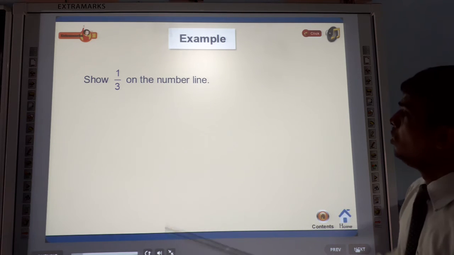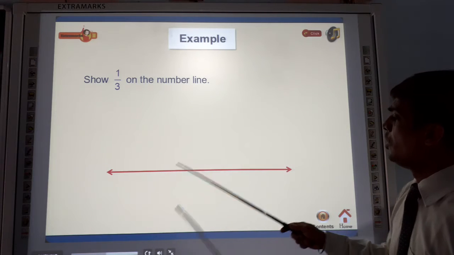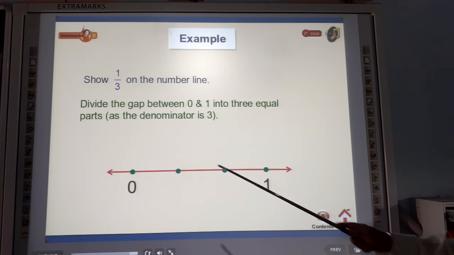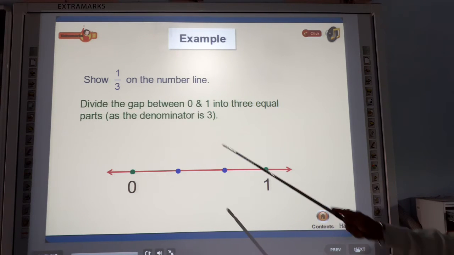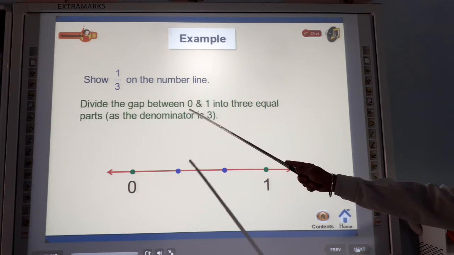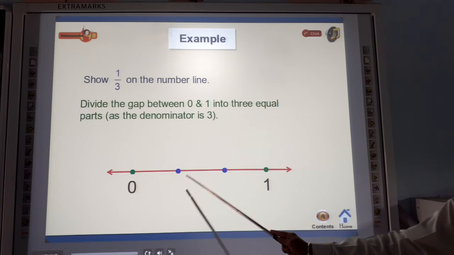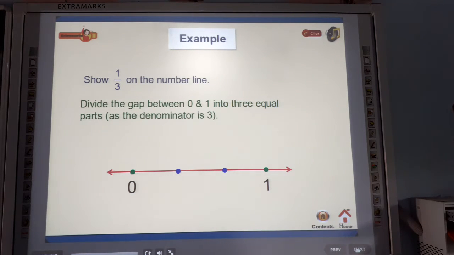Show 1 upon 3 on the number line. Next example, draw the number line. First number 0 and next number 1. To show 1 upon 3, divide the gap between 0 and 1 into 3 equal parts: 1, 2 and 3, as the denominator is 3.